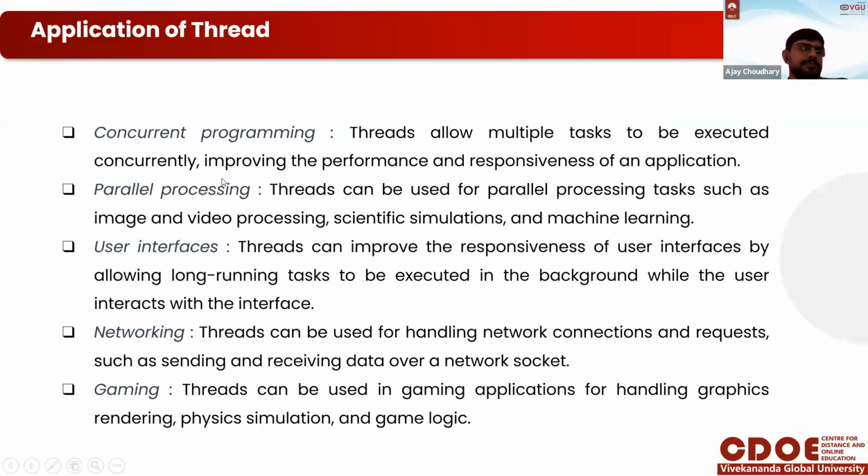What is the application of multi-threading systems? They complete concurrent programming. Threads allow multiple tasks to be executed concurrently, improving the performance and responsiveness of an application. Whenever you start any application or software, they complete this single application process in multiple threads, because we need the fastest response of this application.